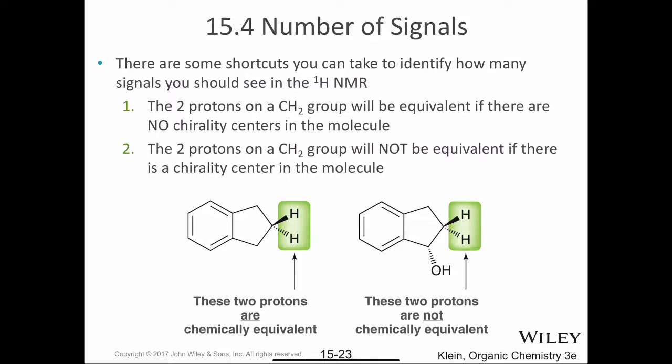First of all, the two protons in a methylene group will be equivalent if there are no chirality centers in the molecule. That's exemplified by this molecule here. These two protons, highlighted in the green box, are chemically equivalent because there are no stereocenters in the molecule. Secondly, the two protons in a methylene group will not be chemically equivalent if there is a chirality center in the molecule. So in the molecule on the right, the two protons highlighted in the green box are not chemically equivalent. And the reason why is because there is a stereocenter in the molecule.